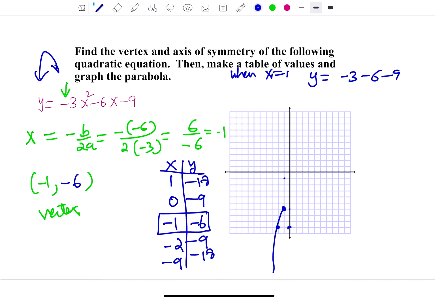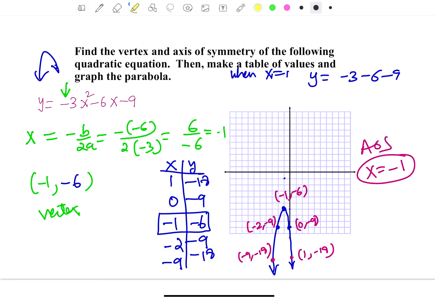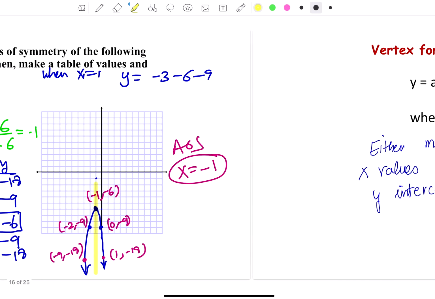So I'm just going to be marking by estimate, and I must label the points. This point was negative 1, negative 6, and this point is 0, negative 9. This is negative 2, negative 9. And then I have 1, negative 18, and negative 3, negative 18. The axis of symmetry in this case would be x equals negative 1. That is the line that cuts the parabola into two congruent parts.